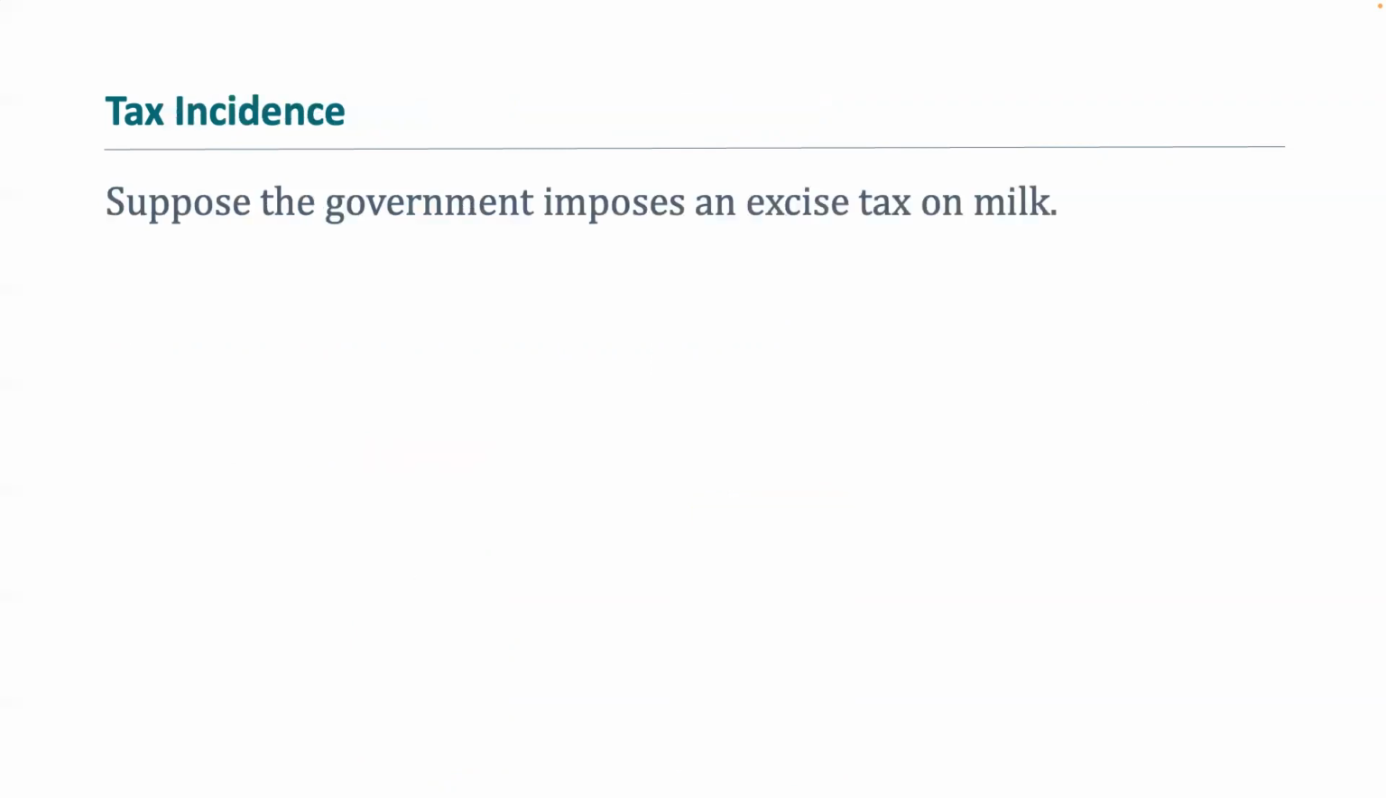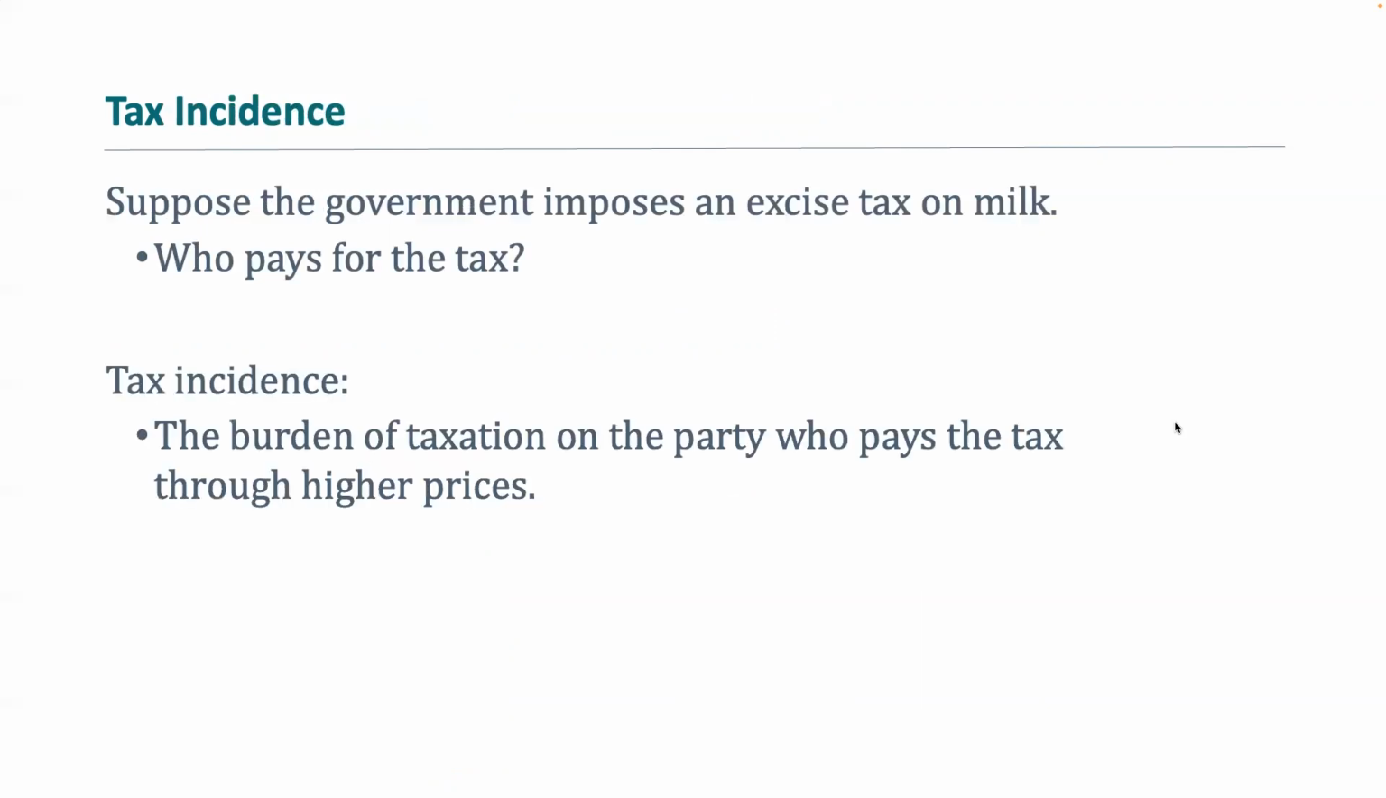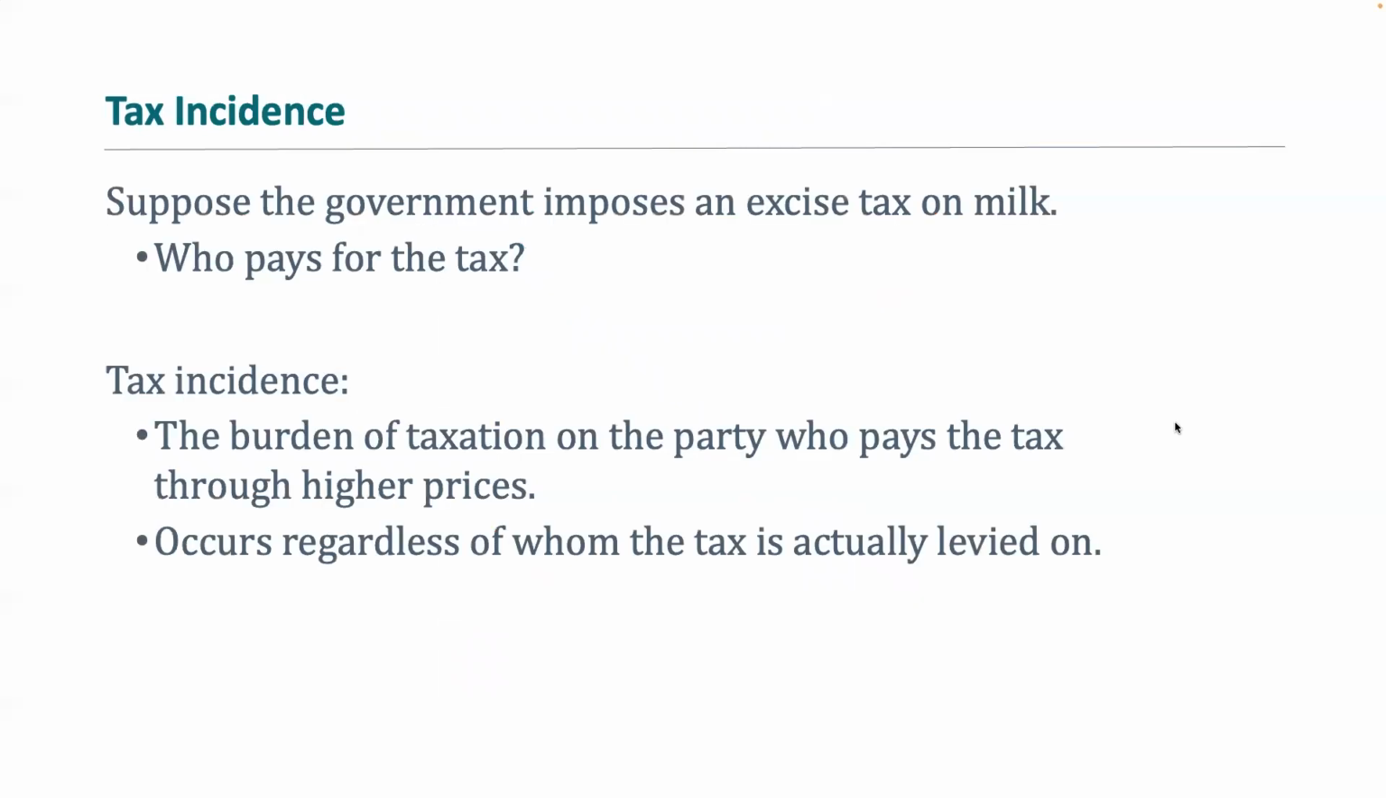So next up, we want to look at tax incidence. Here we want to show that the incidence, or the burden, of tax is independent of who specifically is legally obligated to pay that tax. So first up, suppose the government imposes an excise tax on milk. The question we want to answer is, who exactly pays for the tax? And remember, tax incidence is just the burden of taxation on the party who pays the tax through higher prices. And this is going to occur regardless of whom the tax is actually levied on.